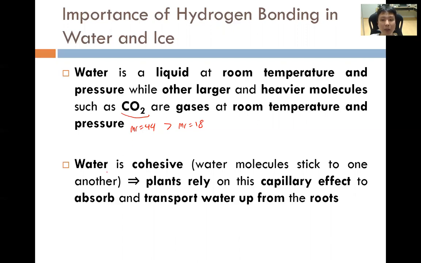Okay, and also water is cohesive, and water molecules can stick to one another. The reason is because the attraction between one water molecule and another water molecule is through hydrogen bonding, which is very strong. Plants rely on this capillary effect to absorb and transport water up from the roots. When water is sucked up, the water molecule that is being sucked up will attract the water molecules below, and hence it will flow in a continuous stream that allows the plant to continuously draw water up from the roots into the xylem. If there's no cohesive effect, then the stream of water will not be continuous, and it will be hard to draw water continuously up the xylem.